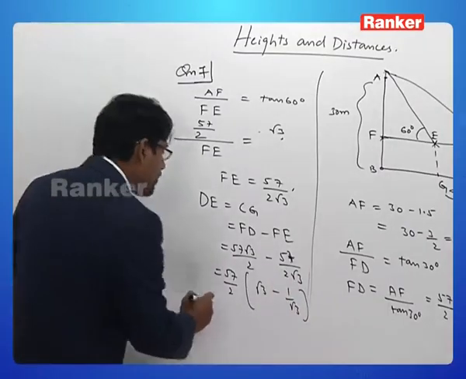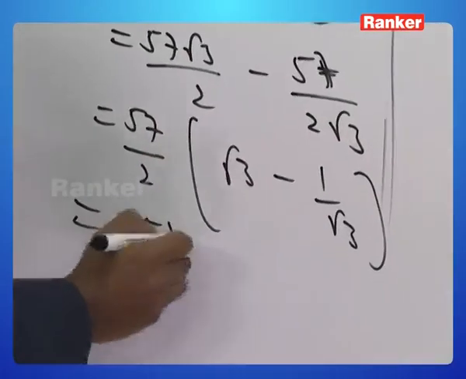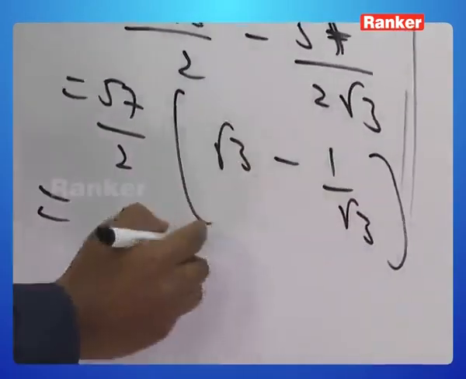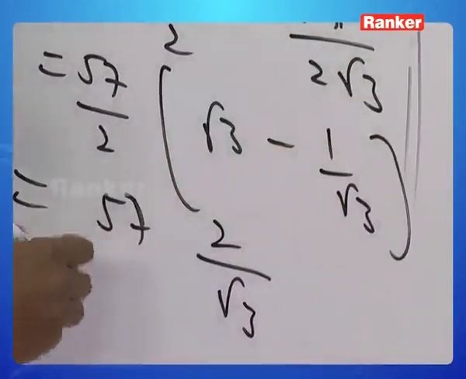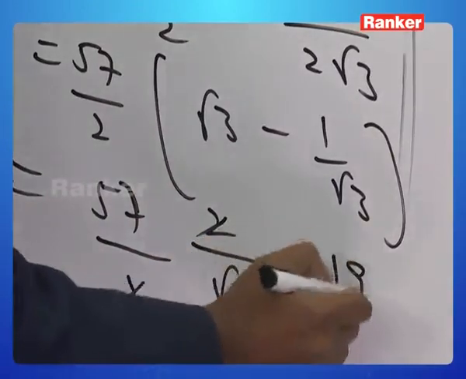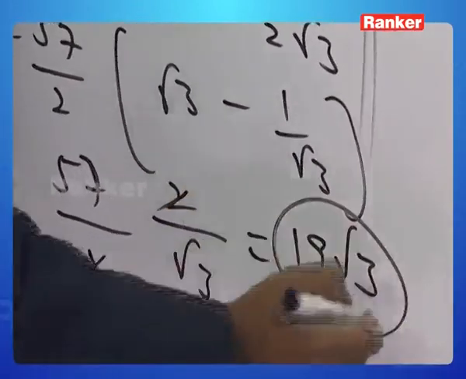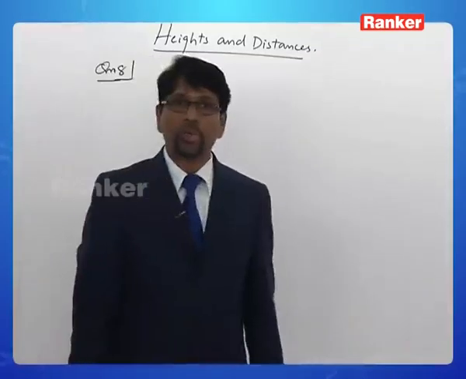That makes it, what does it make it here? 57 into 2 by root 3, because 3 minus 1 by, and that divided by 2, that makes it 57 by root 3, which is nothing but 19 root 3. So 19 root 3 is the right answer. So option 1 is the right answer. Okay, let's move to the next question.